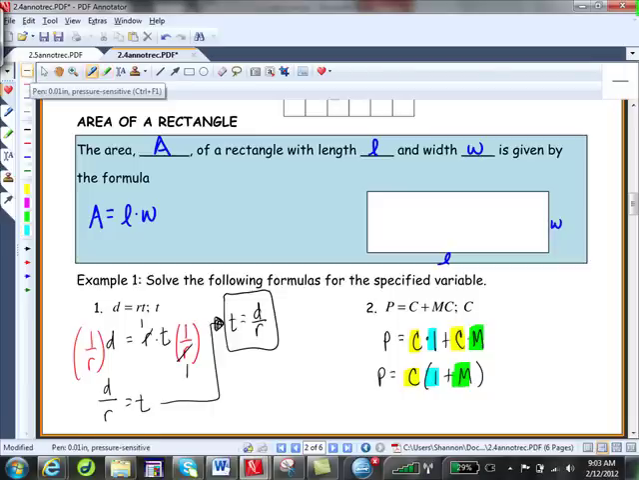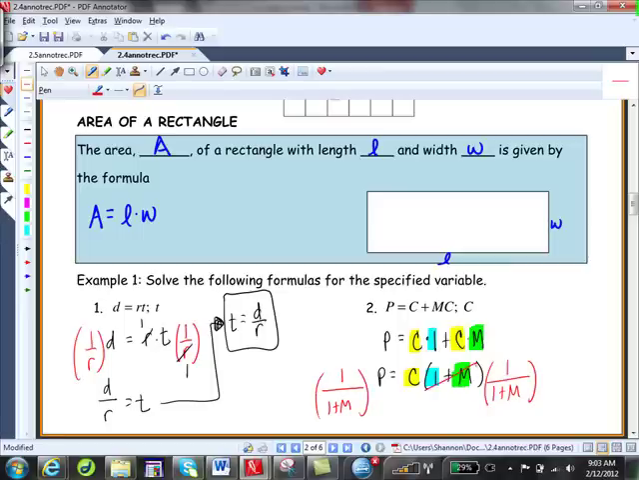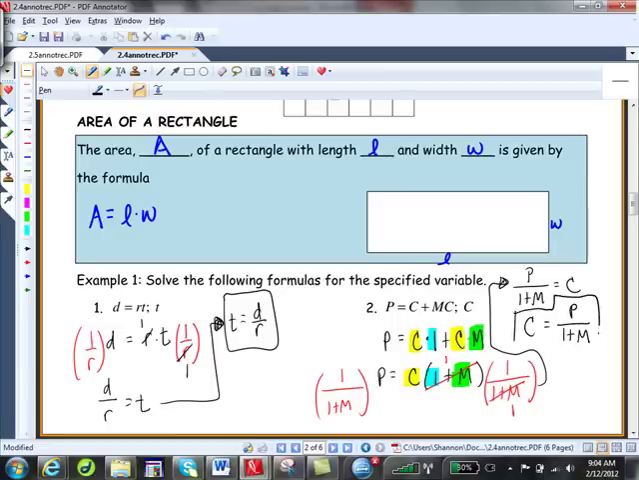Okay, good. So now we need to isolate the C. So if we divide both sides by 1 plus M, believe it or not, this whole 1 plus M divides out. And at the end of the day, we will have P divided by 1 plus M is equal to C. So of course C is equal to P over 1 plus M. That's our end result. How'd you do?